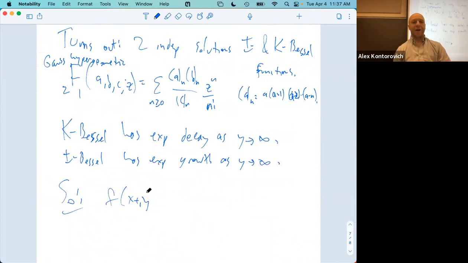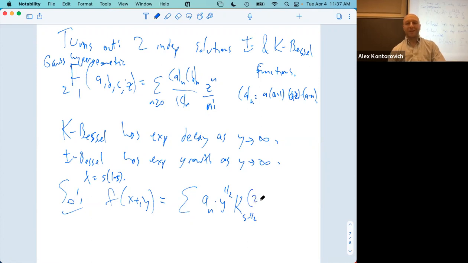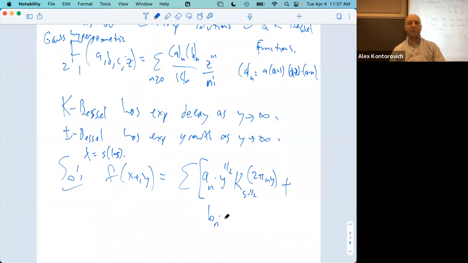So f(x+iy) is some a_n times y^(1/2) K_{s-1/2}. The eigenvalue lambda we can write as s times (1 minus s). That's Selberg's notation. And if you do, then the normalization of the K-Bessel function is 2 pi n y. So that's this, plus some other unknown coefficient b_n times y^(1/2) I_{s-1/2}(2 pi n y), times e^(2 pi i n x).